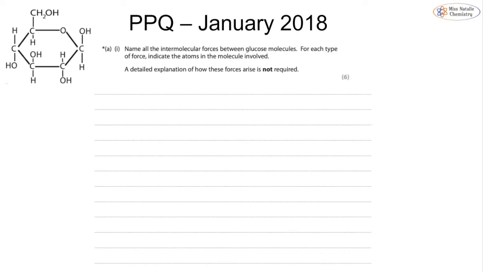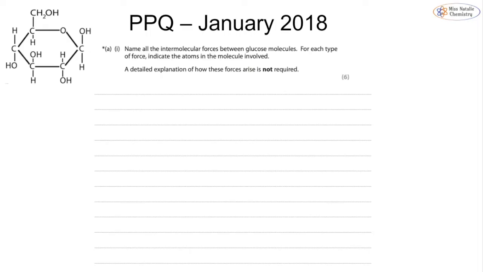So let's have a look at a past paper question on intermolecular forces. Now, typically these questions will link into the properties, but because we haven't covered these yet, I'll talk about them in a different video and you can see further past papers. What we're going to look at here is a typical 6-marker from a 2018 paper in January, and it is asking for all of the intermolecular forces between glucose molecules, and for each type of force indicating the atom that is involved. Now, the good thing here is we do not need to be able to explain the forces.